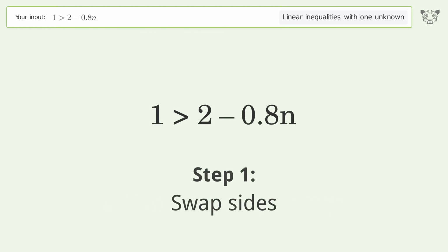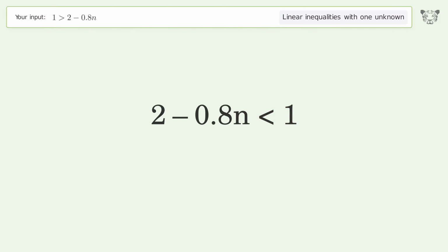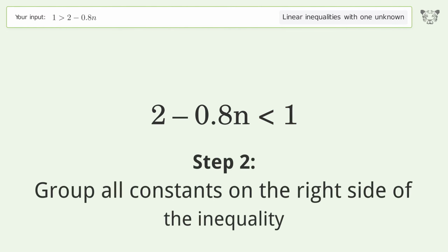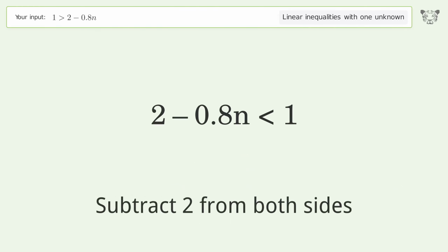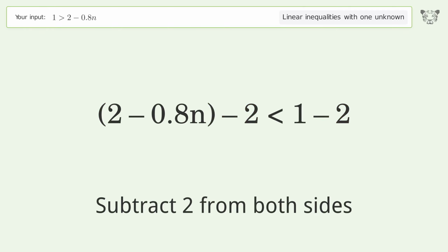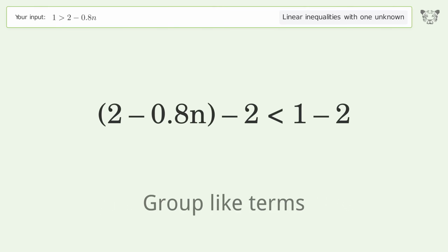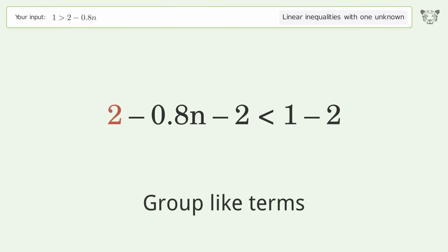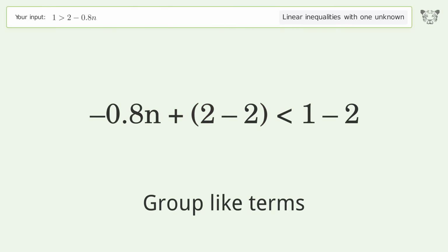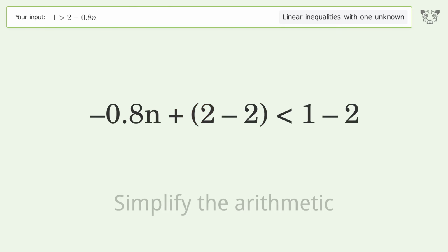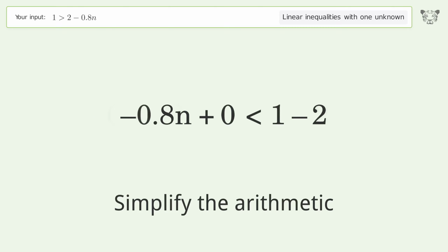Swap sides. Group all constants on the right side of the inequality. Subtract 2 from both sides. Group like terms. Simplify the arithmetic.